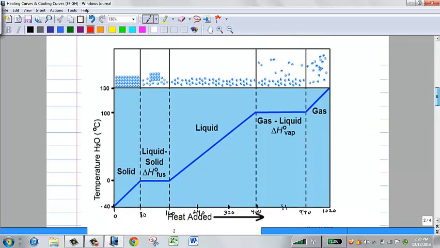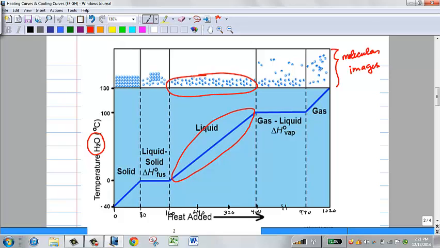Here's an actual graph for water. I like this one because up here we see some molecular images which show what the molecules are like. So in this section of the curve I have solid, and up here correspondingly I see a solid. And in this section of the curve I have solid changing to liquid. Melting is happening, so here I see a combination of solid and liquid. And here all of the liquid has been formed. There's no solid left, so up here I see liquid and no solid.